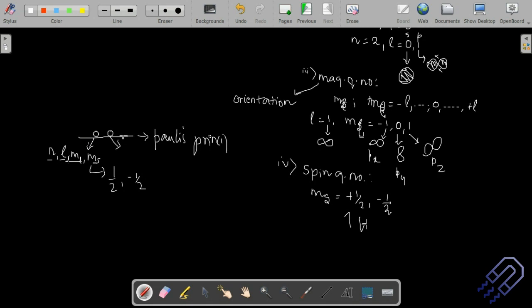So I think we did a quick recap of whatever we know. This is important because based on that we have the numerical problems that you have in your tutorial. At the same time, we're also going to discuss the Stern-Gerlach experiment because I think that is also important.